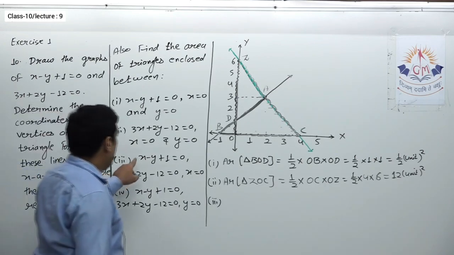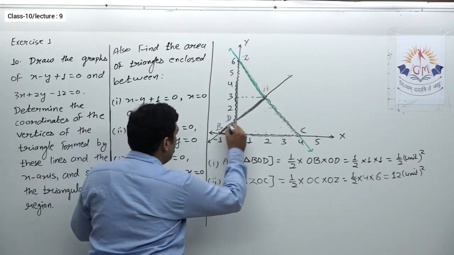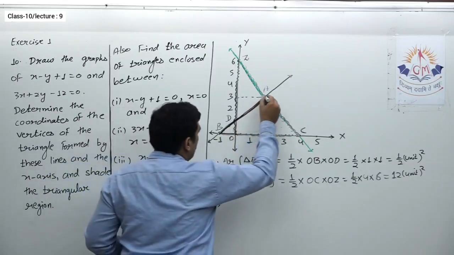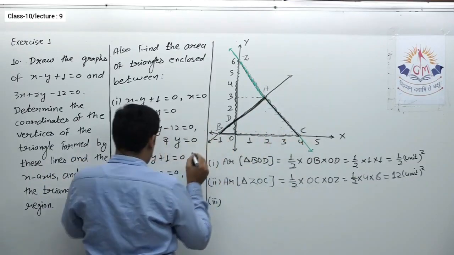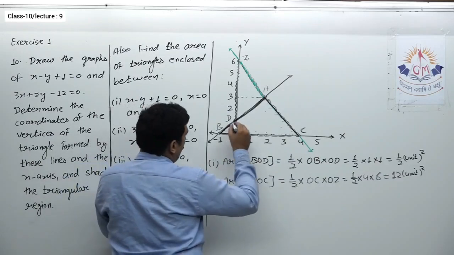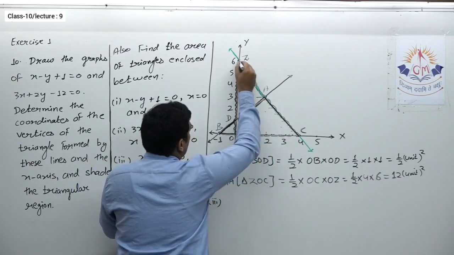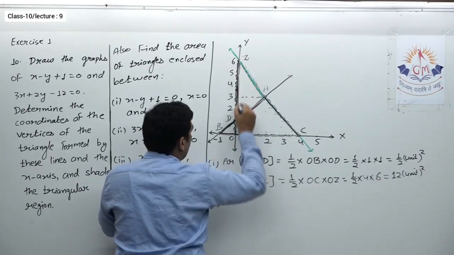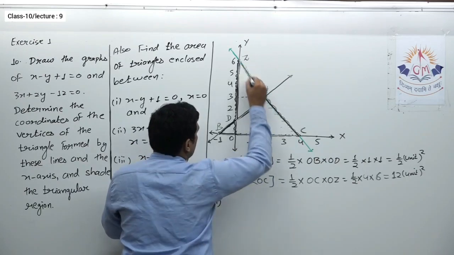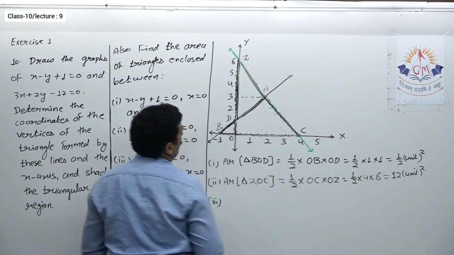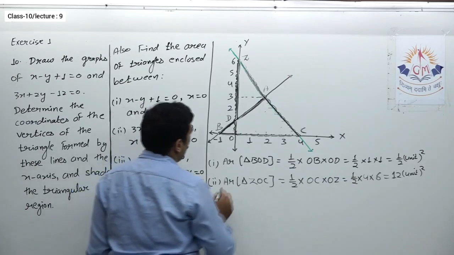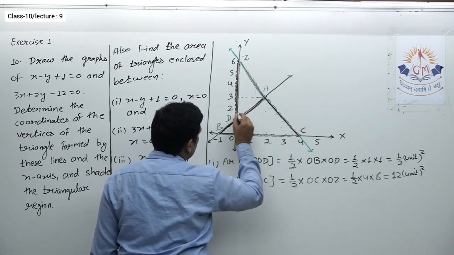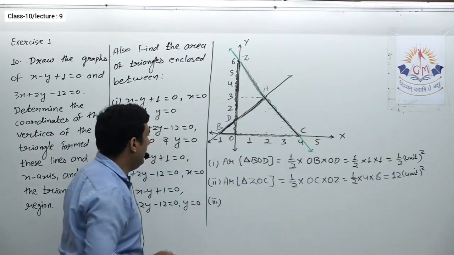Okay, now again, this black one is the first equation, this is the second equation, and x equal to 0, that is the y axis. So actually this will be the area of the triangle. This is the y axis, this is the first equation, this is the second equation. This area you have to find. So here this will be the height and this much will be the length.